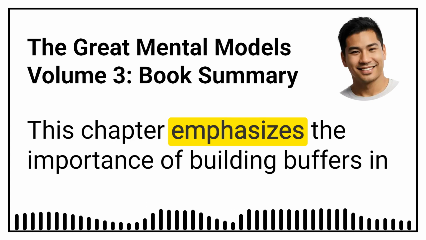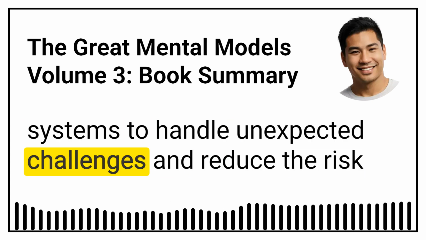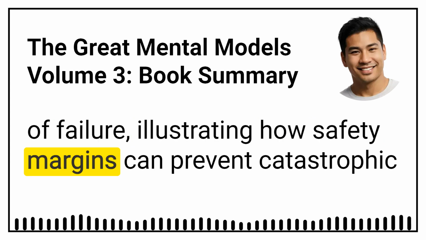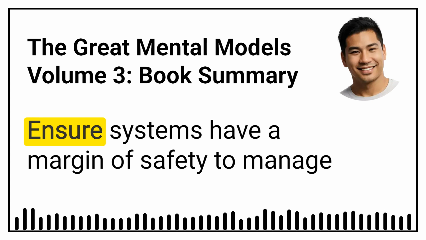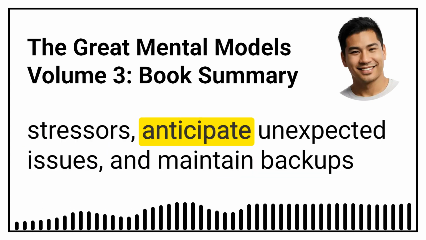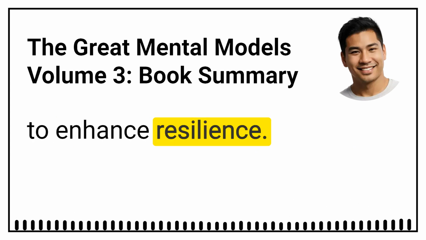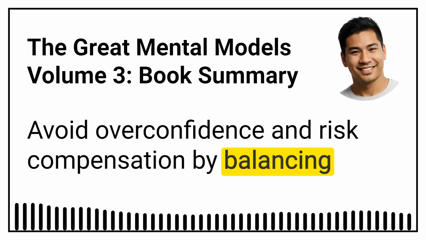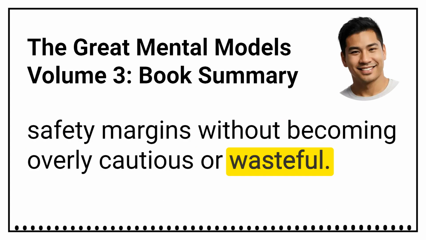This chapter emphasizes the importance of building buffers in systems to handle unexpected challenges and reduce the risk of failure, illustrating how safety margins can prevent catastrophic outcomes and enhance resilience. Ensure systems have a margin of safety to manage stresses, anticipate unexpected issues, and maintain backups to enhance resilience. Avoid overconfidence and risk compensation by balancing safety margins without becoming overly cautious or wasteful.